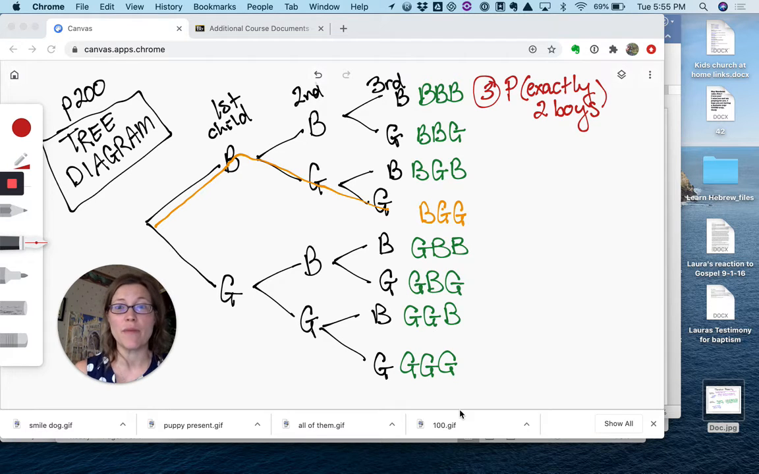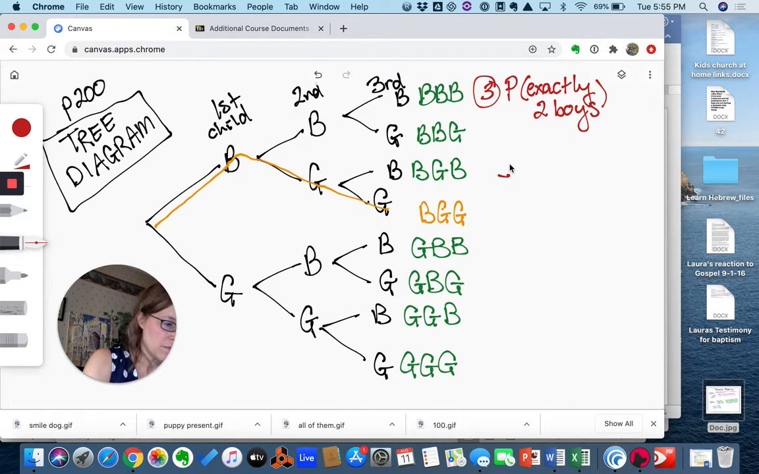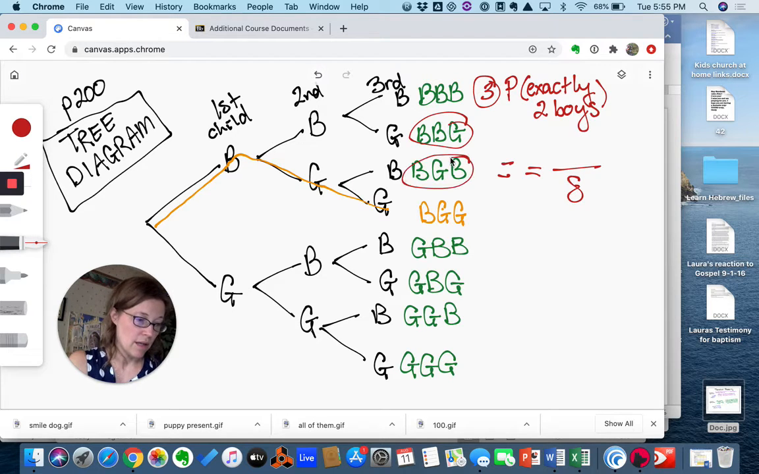Question number 3 wants us to find the probability of exactly 2 boys. So we know that when we're finding theoretical probability, the number on the bottom is the total number possible, so 8. Now how many of those 8 are exactly 2 boys? Now let's see. There's that one, that one, that one, and that's it. So 3 out of 8. You could leave it 3 out of 8, or you could give a decimal approximation. Actually, you could give an exact decimal for this one. Either one would be fine.